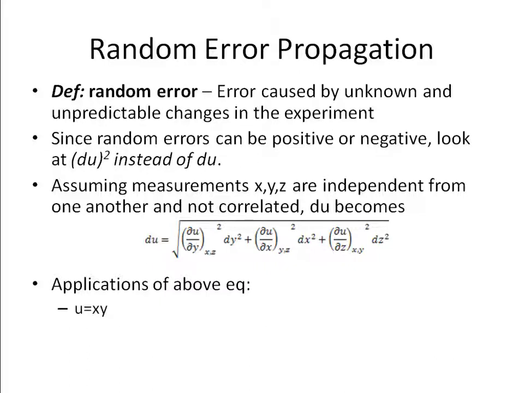So for example, if we were going to do a calculation of u that is basically the product of two measurements, x and y, we would find that the error or uncertainty associated with the calculation of u is the following from the partial derivatives, and I'll leave that to you to do the derivation on your own.